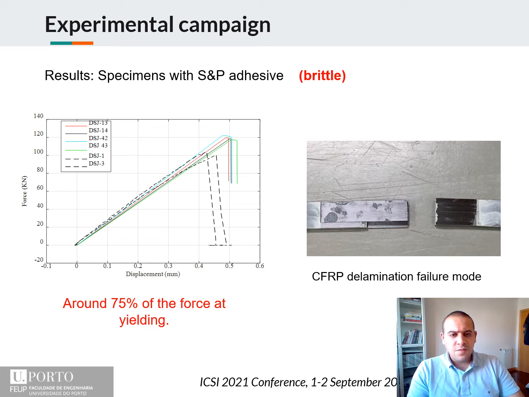Now let's see the results of specimens with SP adhesive, which is a brittle adhesive too. Here the adhesive has a higher toughness than the previous one, Cicadur 30. And as you can see, it achieved higher force, which is between 100 and 120. And the failure mode was mainly CFRP delamination because it has a higher toughness than the CFRP. And the maximum force is around 75% of the yielding.